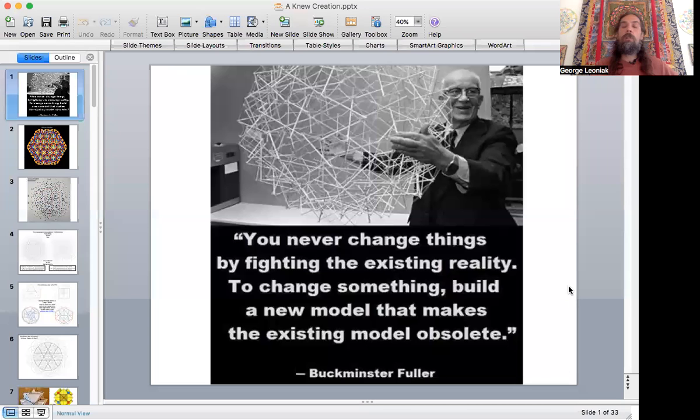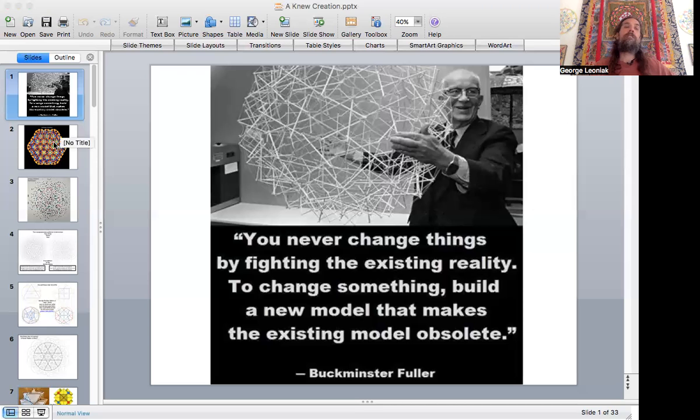So let me share my screen and start off with this quote by Buckminster Fuller. You never change things by fighting the existing reality. To change something, build a new model that makes the existing model obsolete. Now, I'm certainly not into trying to make any models obsolete, but I definitely am interested in providing some new ways of looking at things and infusing some of the older models with some interesting components that have been missing from them. And actually, a whole new model did come into creation because of that.